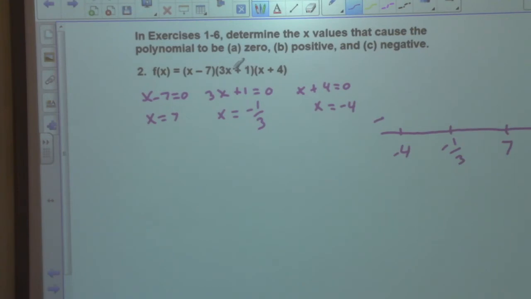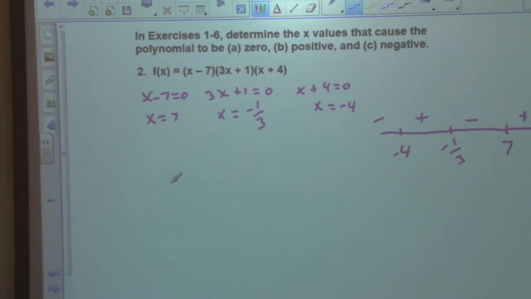And then if you put -2, that's going to be negative also, right? And this one's going to be positive. So negative times the negative times the positive is positive. Okay, between -1/3 and 7, we'll have negative, negative, positive, positive, which is negative. Negative, and then positive, positive, positive.